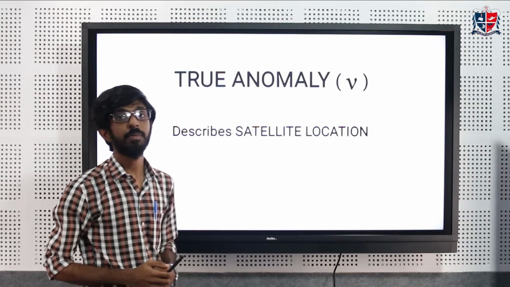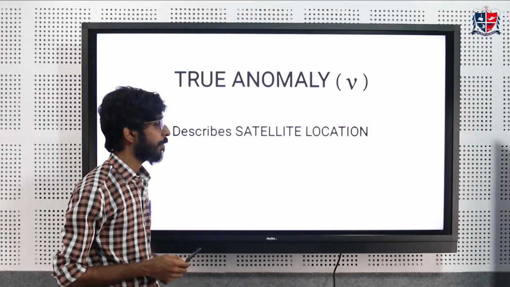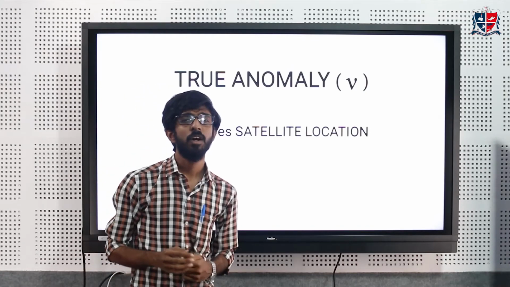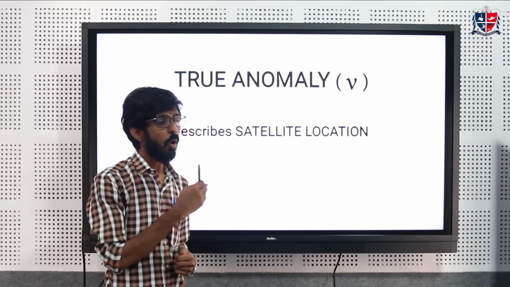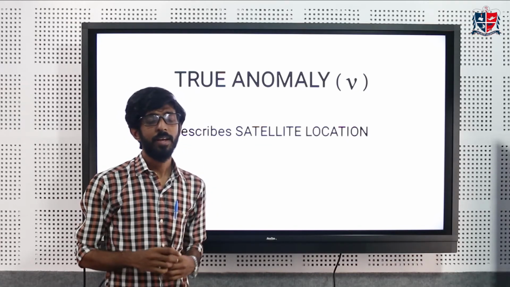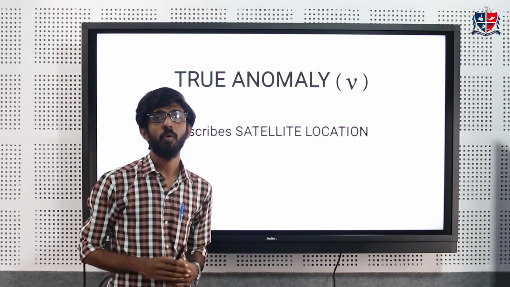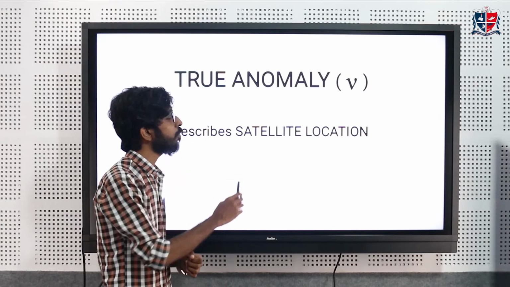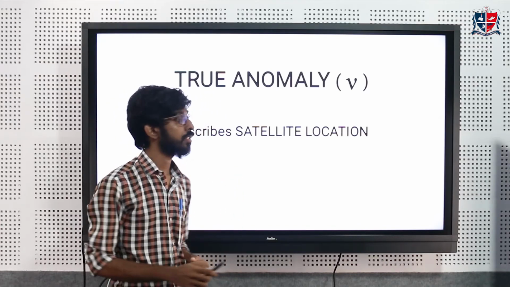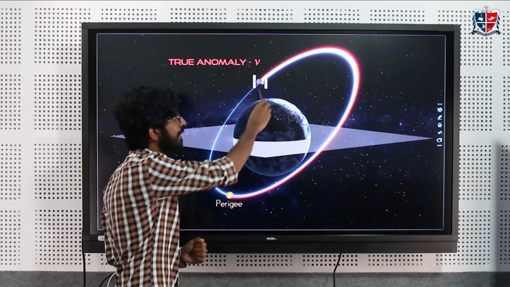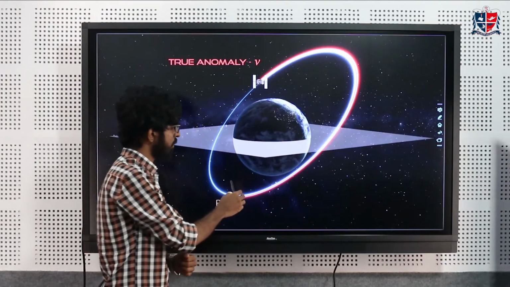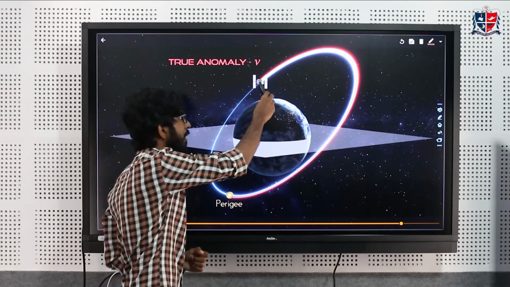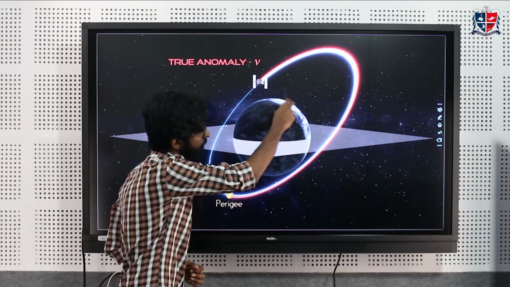The next orbital element is called true anomaly, and it describes the location of the satellite. All the orbital elements that we have discussed earlier give us parameters regarding the orbit: the size of the orbit, the shape of the orbit, the tilt of the orbit, the twist of the orbit, etc. But the true anomaly gives us the position of the satellite. It is described in angles, measured from the perigee. For example, if the satellite is here, the true anomaly will be this angle.